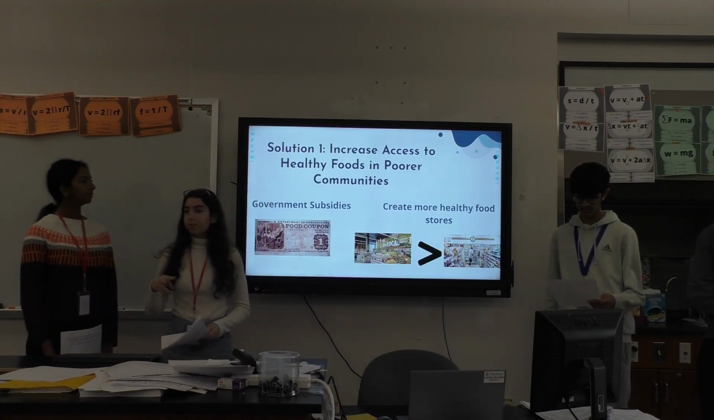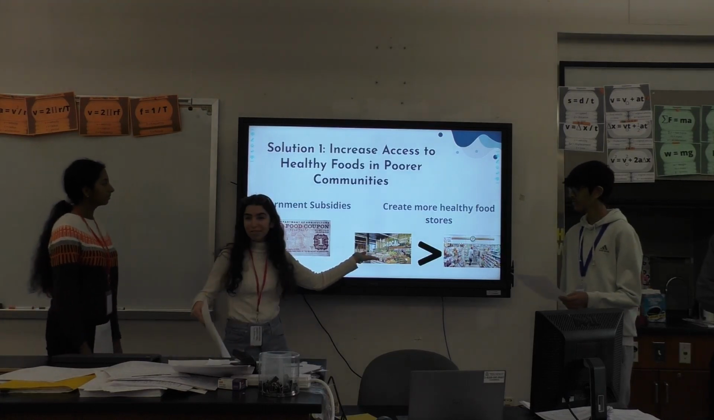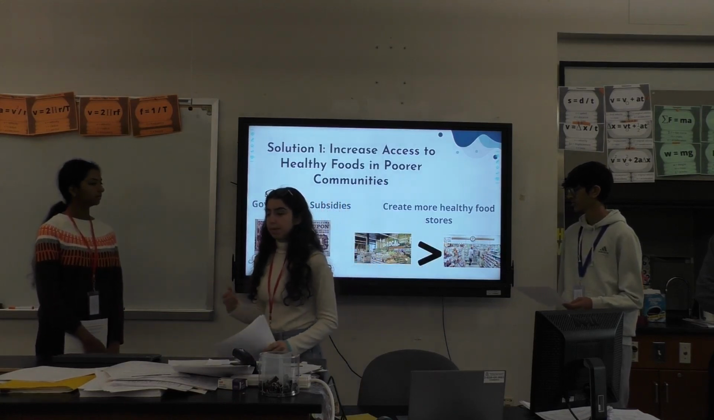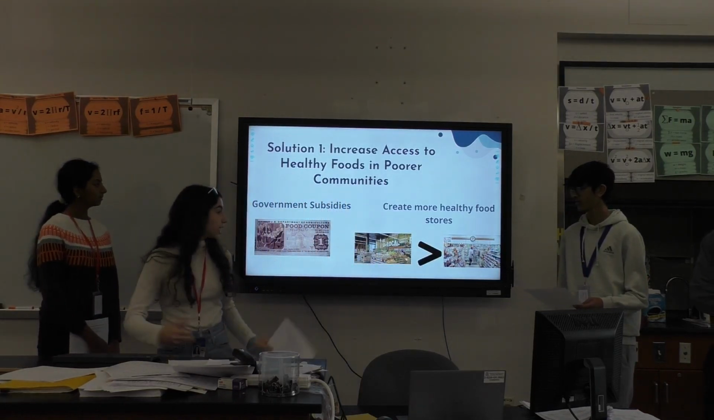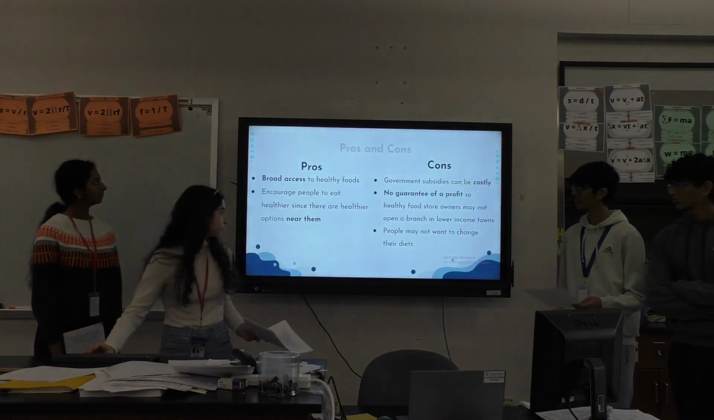And then the second part would be to create more healthy food stores. So as you can see, we have a Whole Foods store, which would be greater than the convenience store, where many low-income people are currently shopping for their groceries. And through this, we would increase access to healthier foods.